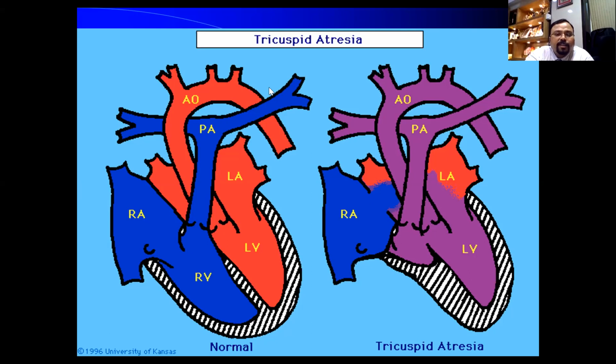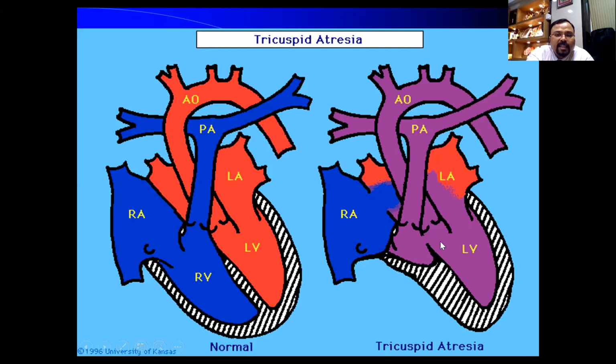This is tricuspid atresia. You can see this is a normal heart on the left side. And on your right side, tricuspid atresia, which shows an atretic tricuspid wall here, hypoplastic right ventricle, and here unrestricted ASD. Tricuspid atresia is associated with normally related great arteries or D-malposed great arteries or L-malposed great arteries.